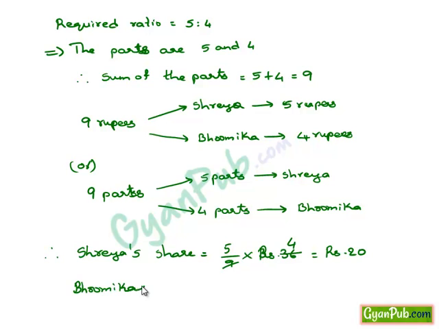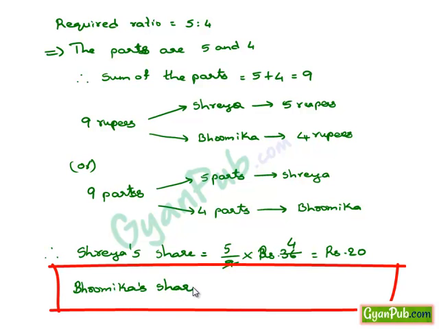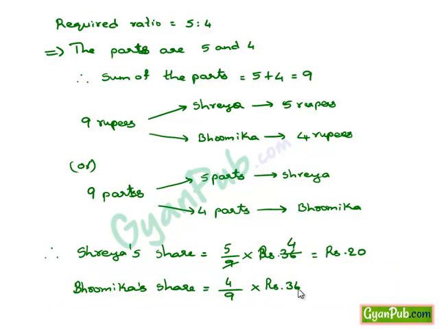Similarly, Bhoomika's share is nothing but 4 upon 9 multiplied by the total amount, that is rupees 36. Here 9 goes in 36 by 4 times, and 4 times 4 gives rupees 16. Therefore, Bhoomika's share is rupees 16. Finally, we can say that out of 36 rupees, Shreya will get rupees 20 and Bhoomika will get rupees 16.